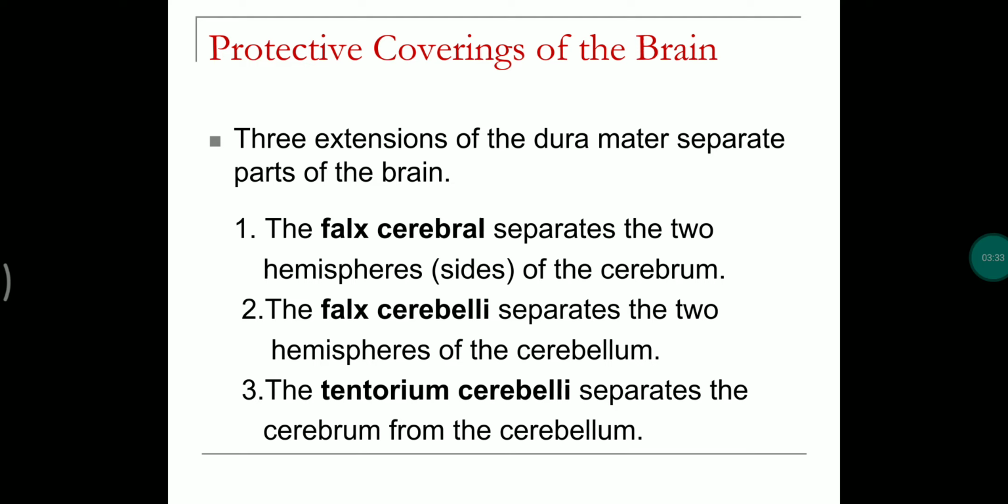Falx cerebri separates the left and right hemispheres of the cerebrum. Means the right and left cerebral hemispheres are divided by a layer of the dura mater. We call it falx cerebri. And falx cerebelli separates the cerebellum into two hemispheres. And tentorium cerebelli separates the cerebrum from the cerebellum.